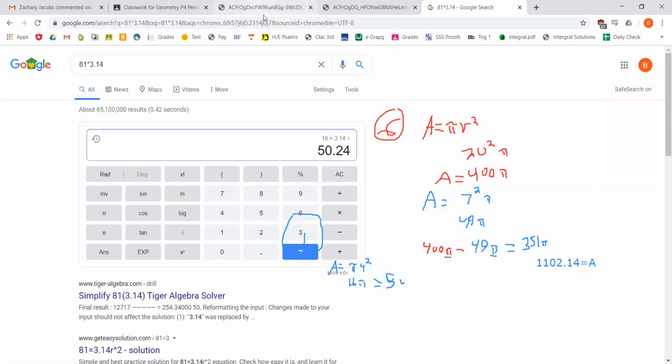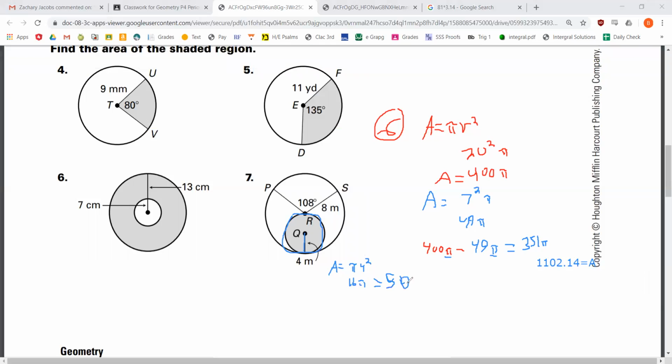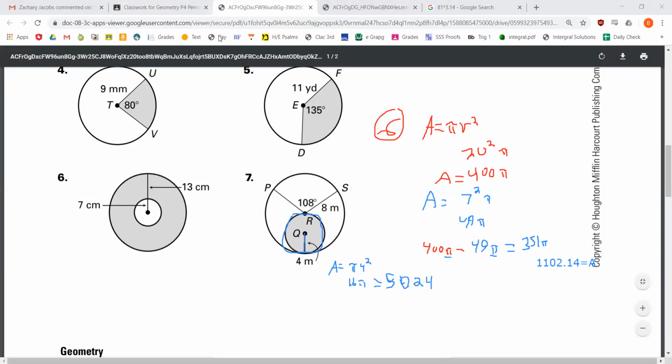50.24. That one was easy. Yeah, it was easy. All right. Should we go on to quiz 2? Yeah, next one. Okay, let's go to quiz 2 then. I'll keep this up while I open the next quiz.